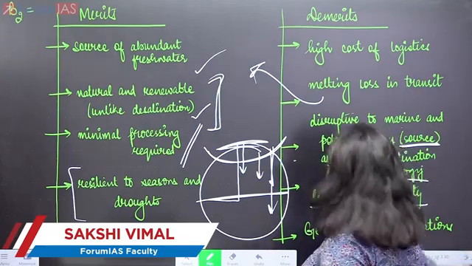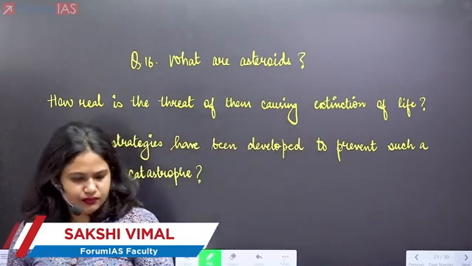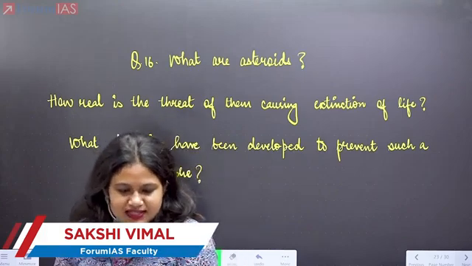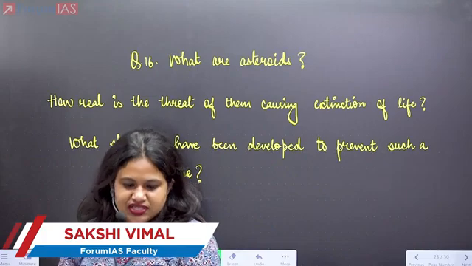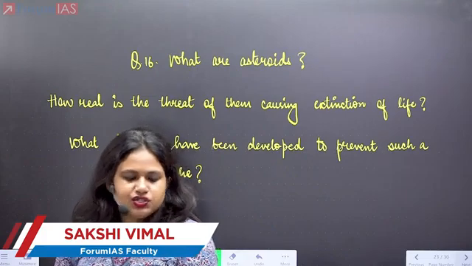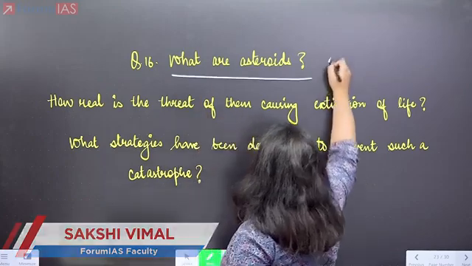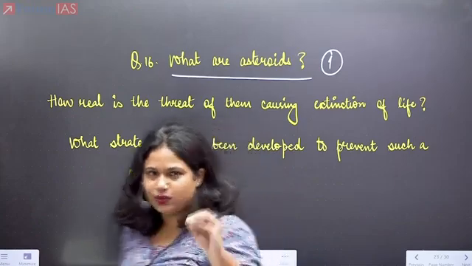All right. The last question from science is: what are asteroids? How real is the threat of them causing extinction of life? And what strategies have been developed to prevent such a catastrophe? Let's break the question down. What are asteroids? Demand number 1. Very clear, right? It is a direct question.